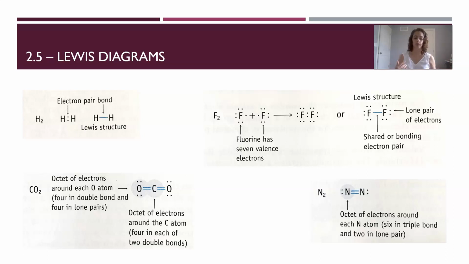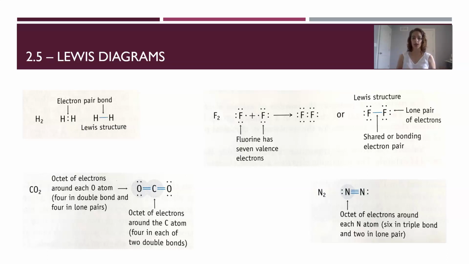Hydrogen on its own has 1 valence electron. When you have 2 hydrogens together, they share those 2 electrons, they form a shared bond. Hydrogen is one of our exceptions to the octet rule. Hydrogen only shares 2 electrons, so it's only ever going to form 1 bond.